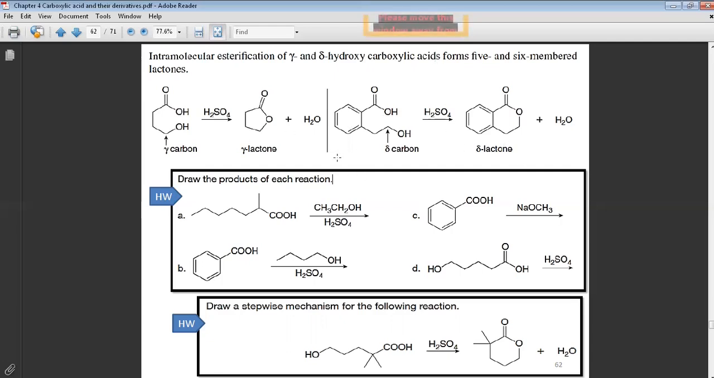I think this is clear. Now this is homework for you: draw the product of the reaction. I just want you to draw the product. Draw the stepwise mechanism for the following reaction. Look, we have here alcohol and we have carboxylic acid. With acid, that means this reaction is the esterification. Be careful here. It is the esterification reaction. Draw the mechanism for me.